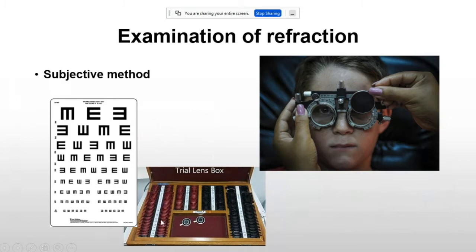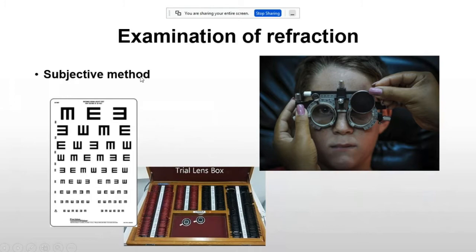If you put a spherical lens in front of the eye, plus or minus, all meridians of the cornea are corrected. While a cylindrical lens, if you put this mark, corrects the meridian perpendicular to the mark. So we have cylindrical plus or minus lenses in this trial lens box.